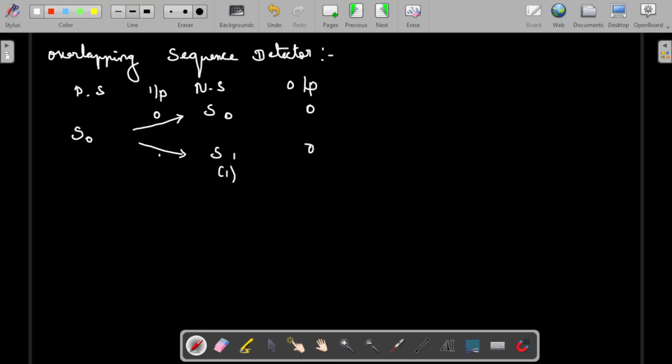So here it is 0, here it is 1. So S1, the sequence is 1. When it is 0, the sequence will be broken and it will go to S0 and output will be 0. When the input is 1, it will go to the next state, that is S2, and output will be 0.